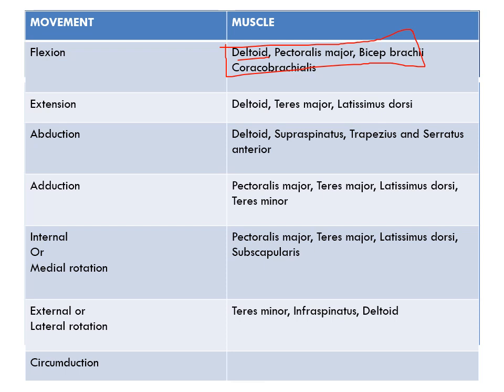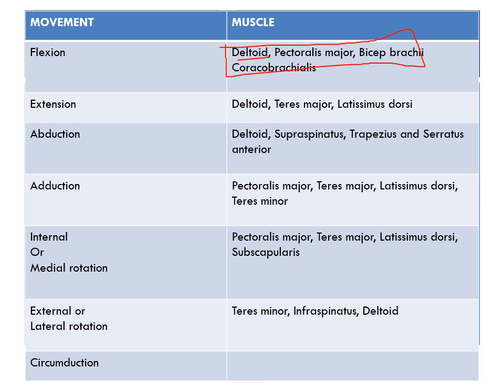Then we have the abduction, ABD. Abduction is a movement, like I said, that involves the movement of the upper limb away from the midline. The muscles involved in abduction include the deltoid muscle. In this case, it's the middle fibers of the deltoid. So anterior fibers of the deltoid are involved in flexion. The posterior fibers of the deltoid are involved in extension. But the middle fibers of the deltoid are involved in abduction. Then we have the supraspinatus muscle, the trapezius muscle, and the serratus anterior.